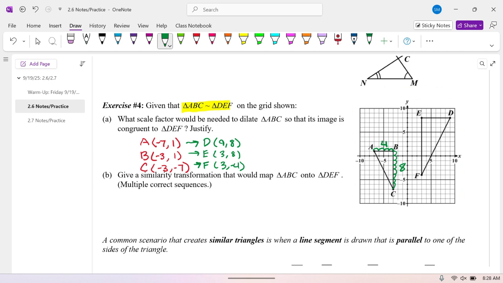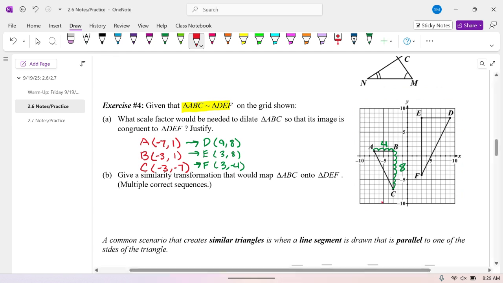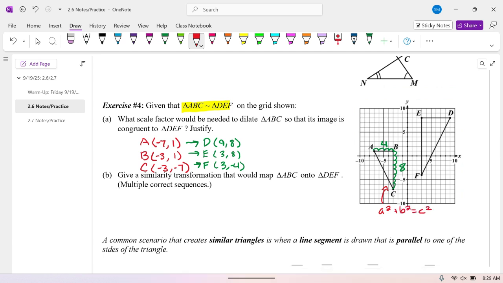Now, if I wanted to find AC, what can I do? Pythagorean theorem. So if I wanted to find AC, I could use the Pythagorean theorem. All right, because it's definitely a right triangle, because if you have a horizontal line meeting a vertical line, it's automatically perpendicular. So to find AC, we could use the Pythagorean theorem. So a squared plus b squared equals c squared. But for right now, we're not going to worry about that. Really, all I need is 2 side lengths.